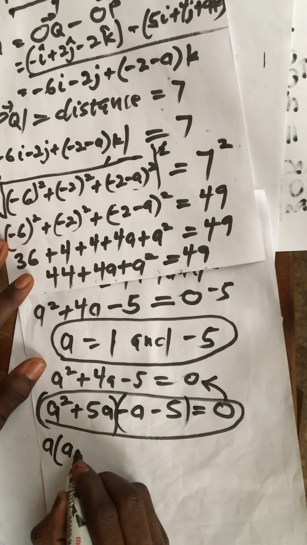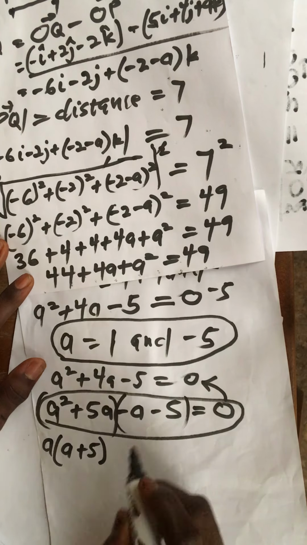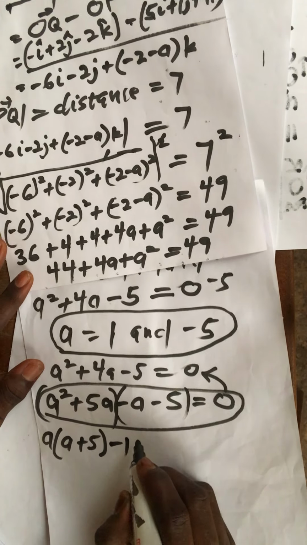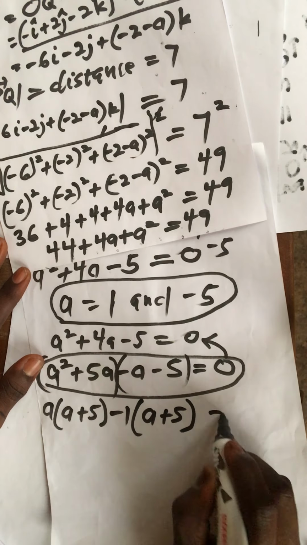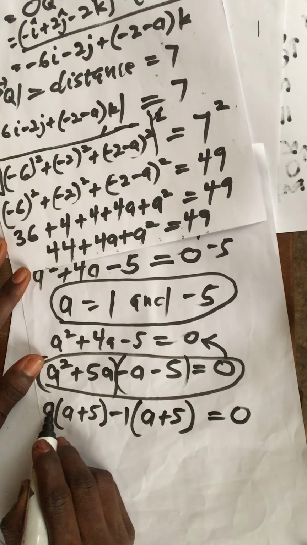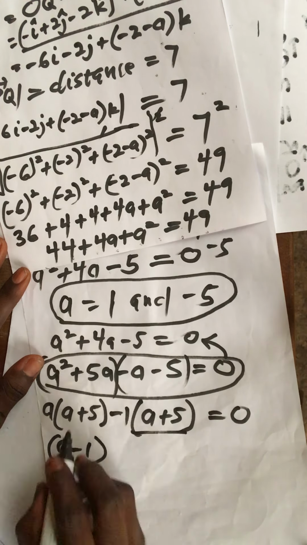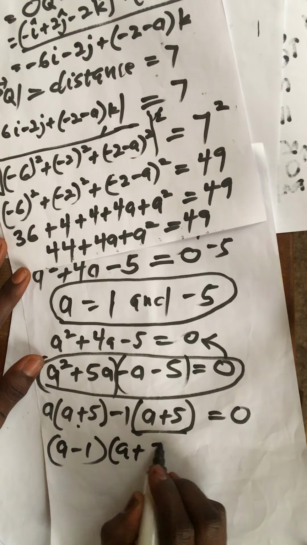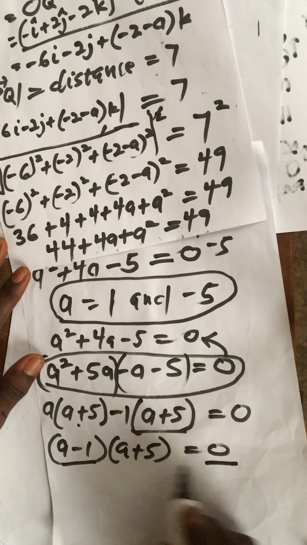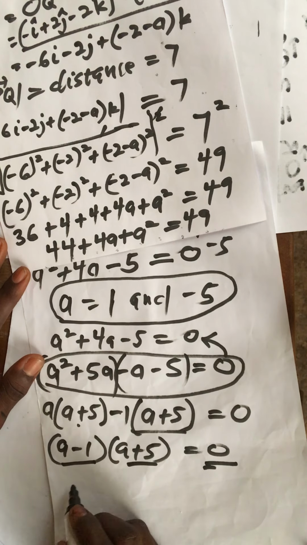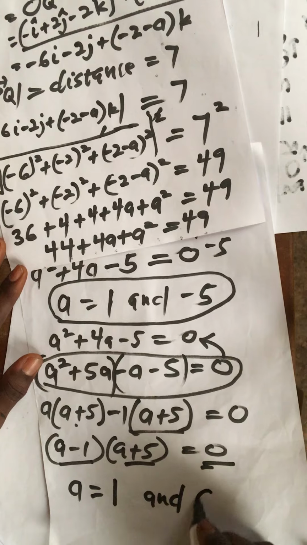So what is left is a plus 5. Then negative 1 in common here. Into brackets, what is left is a plus 5, which must be equal to 0. So we are taking a minus 1 and a plus 5, which must be equal to 0. So now we can either equate this to 0 or this to 0. So when we do that, we get a equal to 1 and a equal to negative 5.